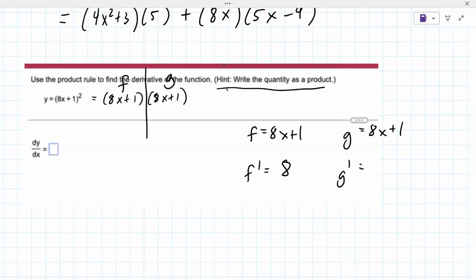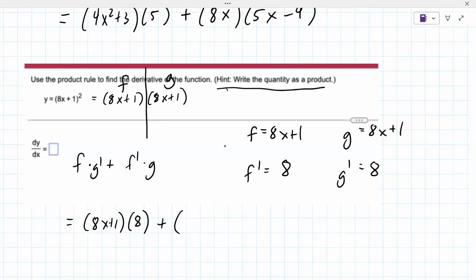Yes, exactly. All right, so the rule for the derivative, and again, it's f times g prime plus f prime times g. You'll occasionally see these flipped in reference sheets. It doesn't really matter. You're pairing up an original with a derivative and an original with the derivative. So this is 8x plus 1 times 8 plus 8 times 8x plus 1. The order doesn't matter when you're multiplying.